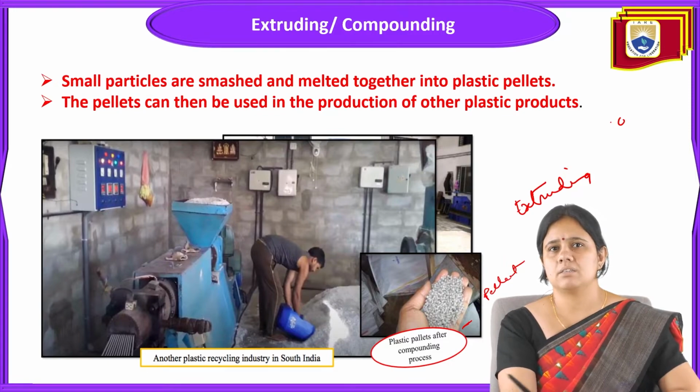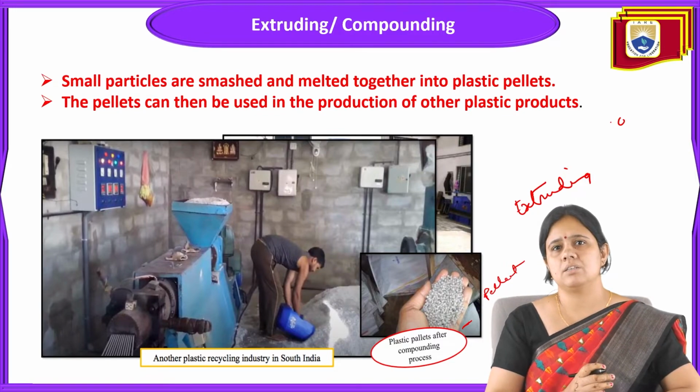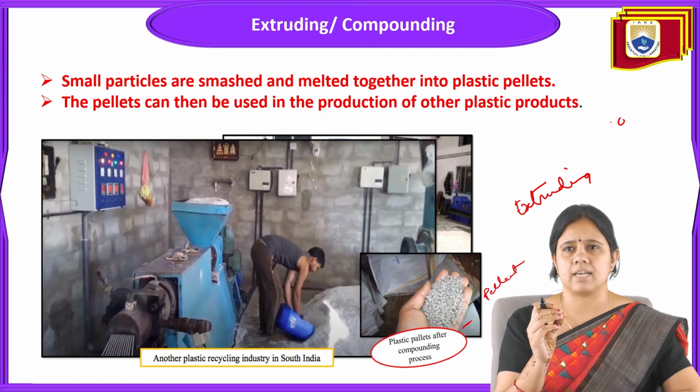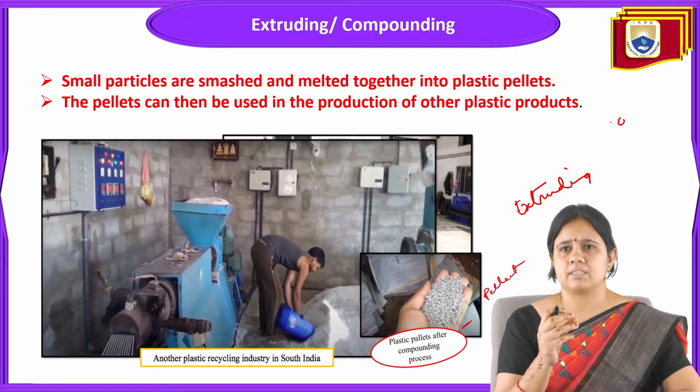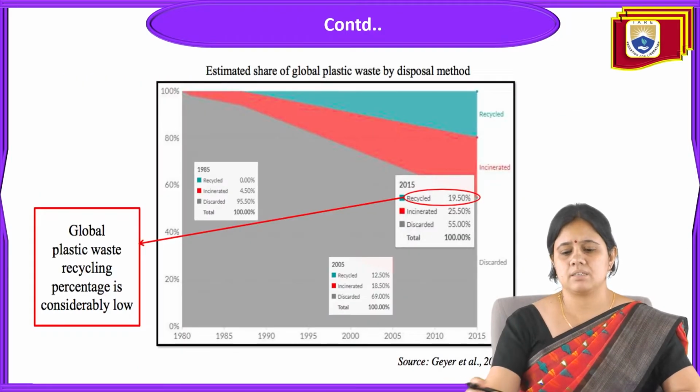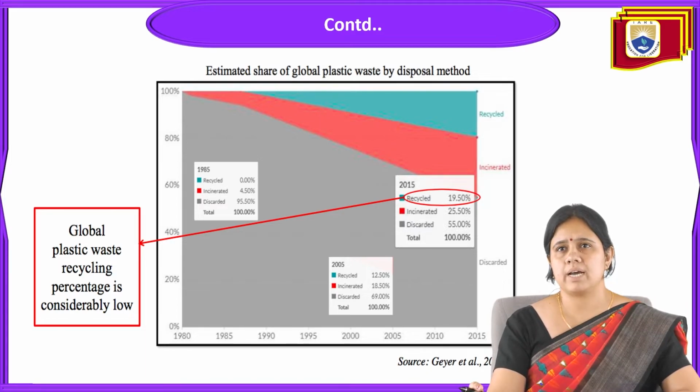This is a picture of a plastic recycling industry from South India. Here they are recycling the plastic, and these plastic pellets are there after the compounding process. Next is some data related to the estimated share of global plastic waste by disposal method, meaning how much plastic is handled by each disposal method.